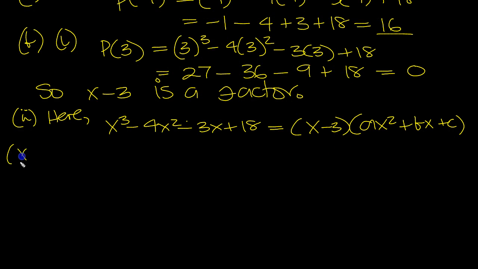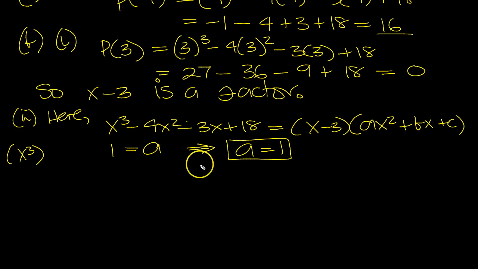So let's equate the x cubed on both sides. So 1 here is equal to, and the only x cubed term is from this expansion here, ax cubed. So that tells us that a equals 1. Now we'll look at the constants, because that will give us c. On this side we've got 18. And when we expand these brackets, the only constant will be the minus 3c. So c must equal minus 6, mustn't it?